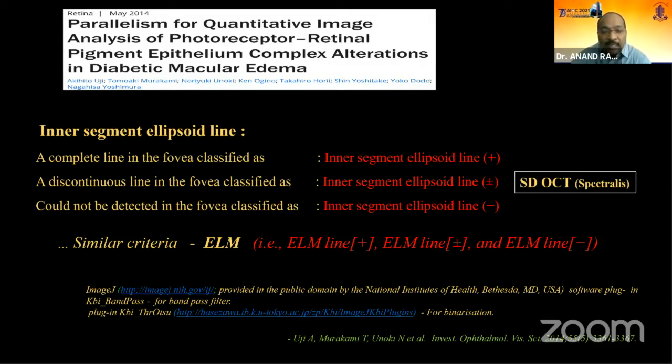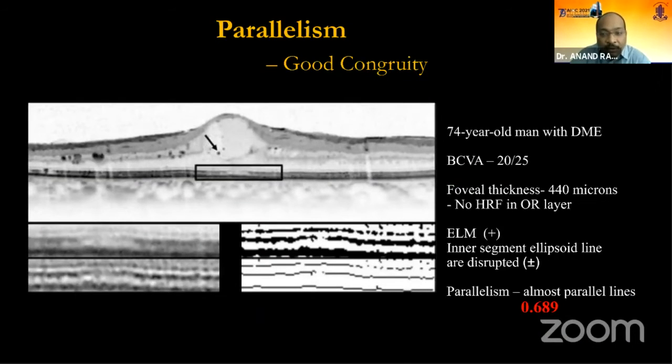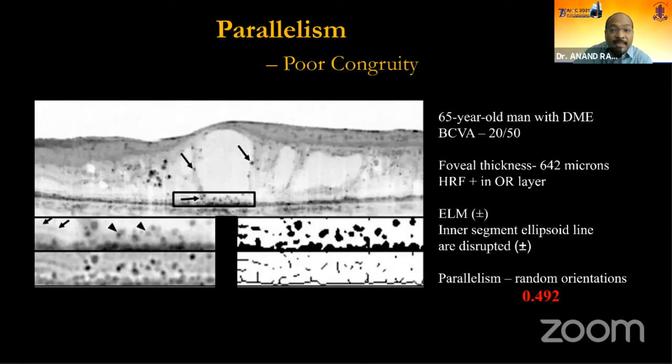So some examples: a patient with good congruity, acuity 20/25, foveal thickness 440 microns, no HRF in the outer retinal layers. Note that ELM plus and inner segment ellipsoid line disrupted, plus minus. Parallelism quite good, 0.689. Example of one with a poor acuity, 20/50, foveal thickness 640 microns. HRF is present in the outer retinal layers. So there is inflammation probably happening right there. ELM plus minus, inner segment ellipsoid line disrupted, again plus minus, fairly poor parallelism, 0.492.